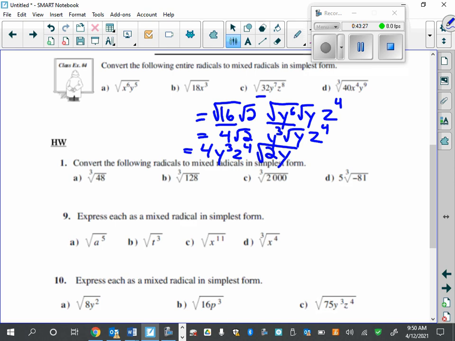Z to the 4th moves up here because it's a number. It's not under the radical sign. Okay, do I care if you got that? I don't care if you got it. Hopefully you got part of it. Hopefully you got, and you should definitely get the 32 part because we've done that, well, besides the big long break we had.